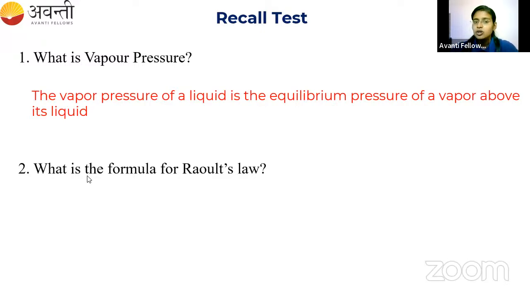Good. What about the second question? What is the formula for Raoult's law? You just need to give me the formula alone. Very good, Nagashri. P is equal to P naught into X. Great. So, in this formula, can anyone tell me what P naught denotes? What is the representation of P naught?